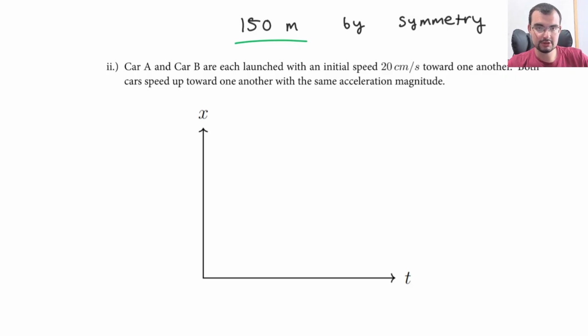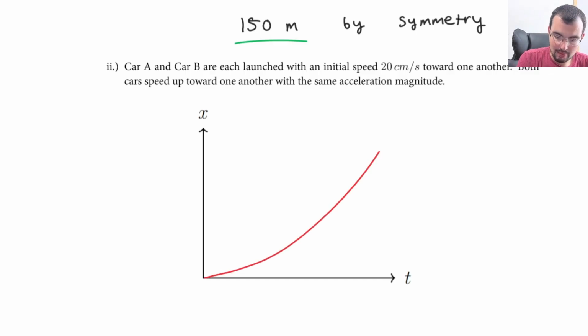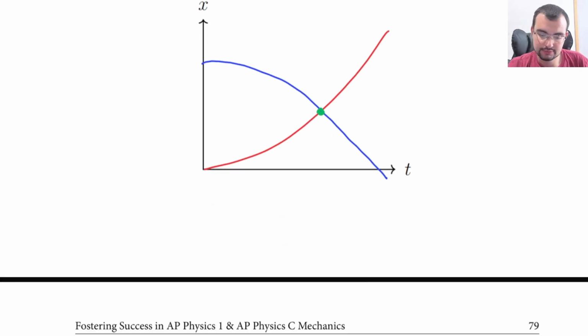Same idea, they're both launched at 20 centimeters per second towards each other, except now they both speed up with the same acceleration. You can probably guess where this is going. So car A is going to look like that. And then car B is also going to look like that, except reflected. No, not like that. I'm not good at drawing this symmetrically. Something like that. Once again, they're going to collide right in the middle by symmetry.